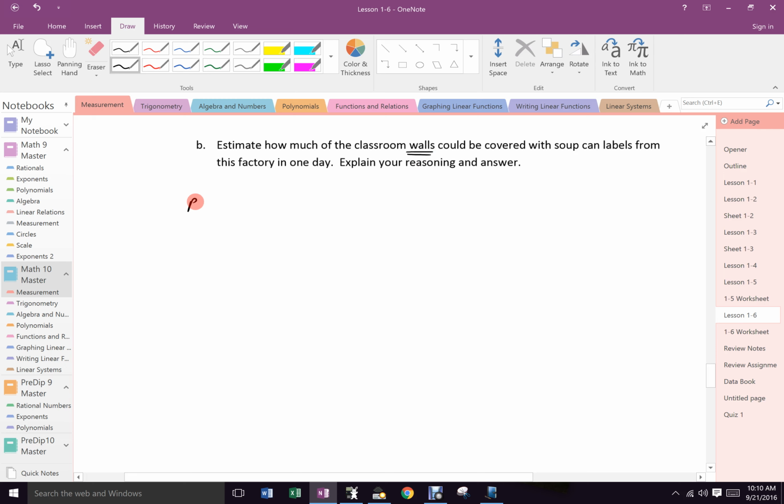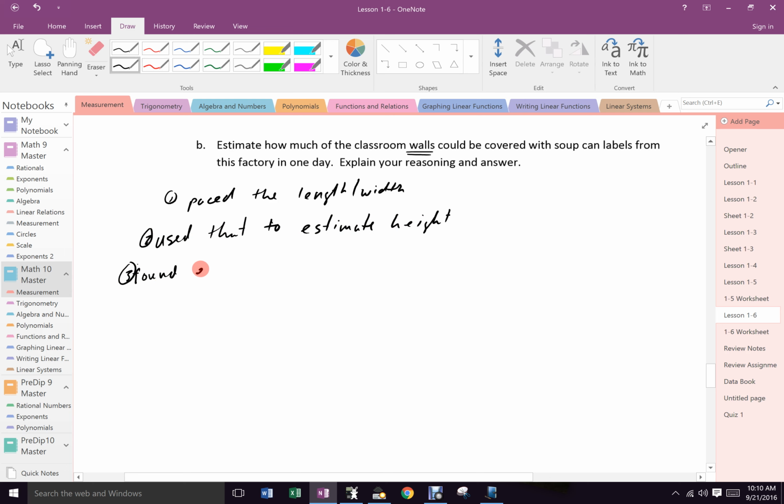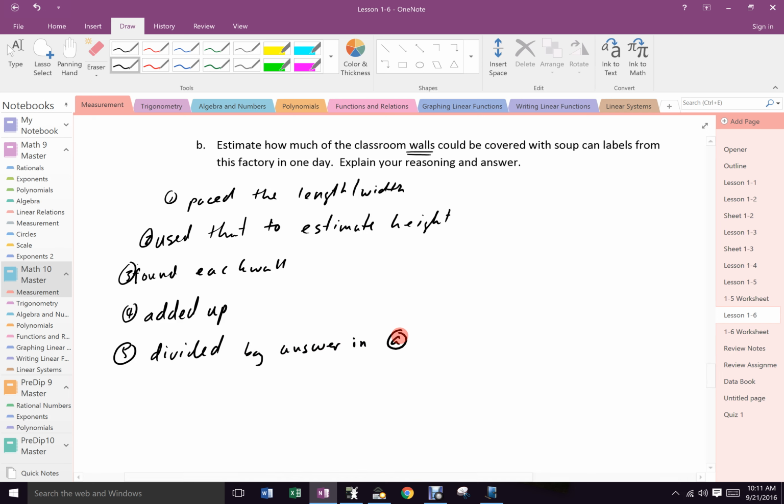Well, if I were to explain this, I would have said, one, I pasted the length and width. Two, I used that to estimate the height. Three, found each wall. Four, added it up. And five, divided by my answer in A. That's all you needed to do. Right? Everybody cool?